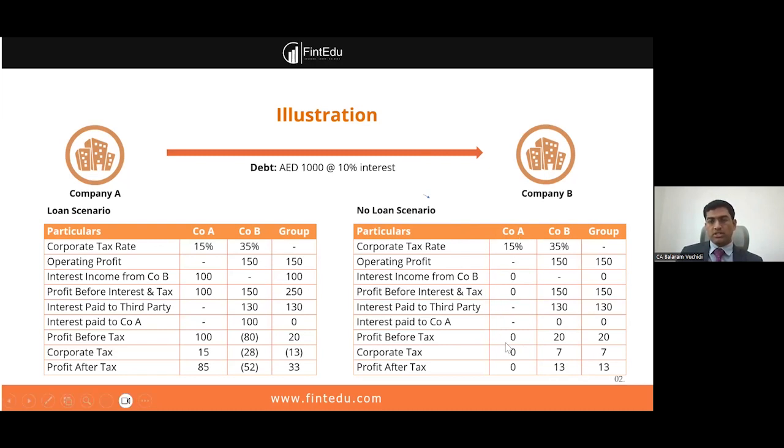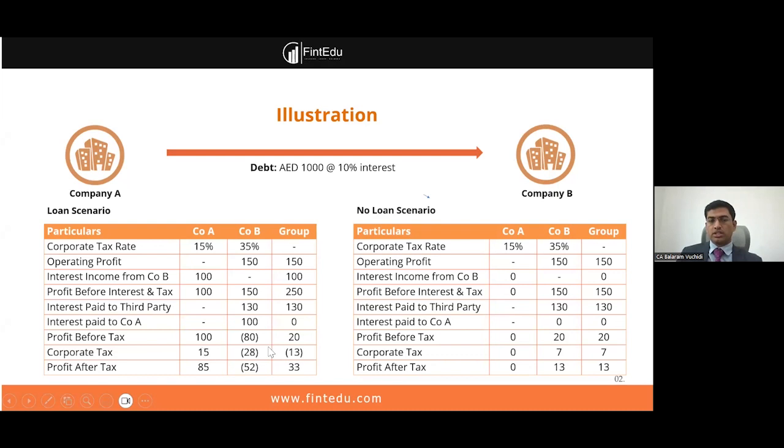Company A does not have any income, so the tax amount and profit after tax amount is nil. In the hands of company B, since they have profit before interest and tax of about 150, and they have taken a loan from third parties and paid interest of 130 dirhams, 150 minus 130, the profit before tax is going to be 20 dirhams. On this, tax is going to be 7 dirhams at 35%.